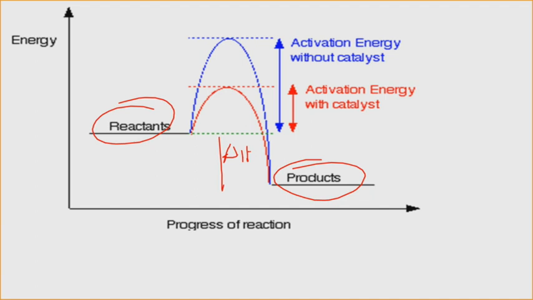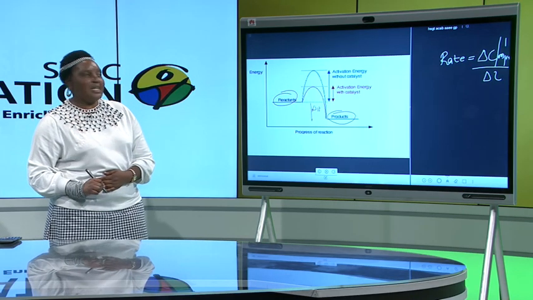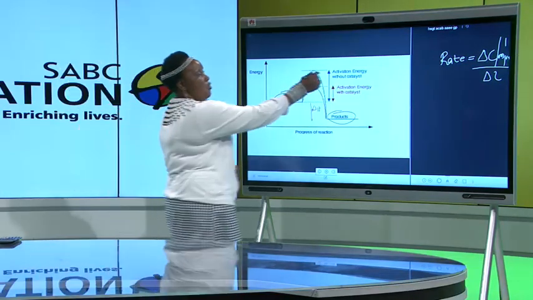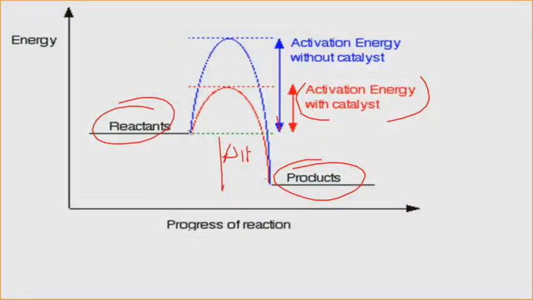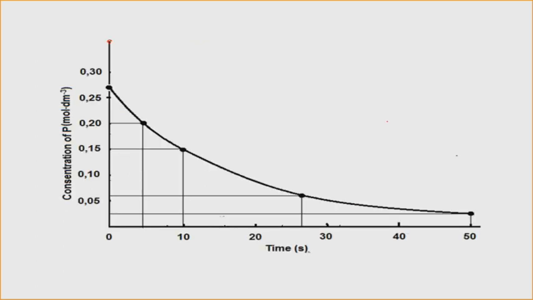You see what is happening? We start at the same position and we end at the same position. What happens is that the energy that is required, the activation energy, is now low. It was higher, but the minute you add a catalyst, what happens? The energy that is required will be less than the one without the catalyst.